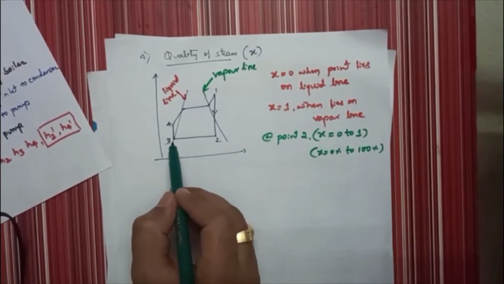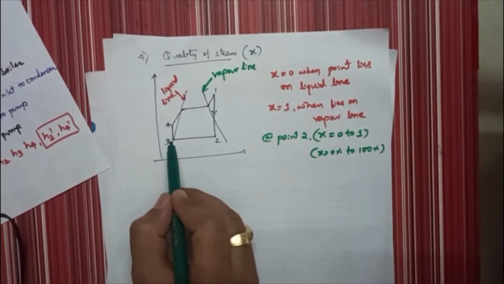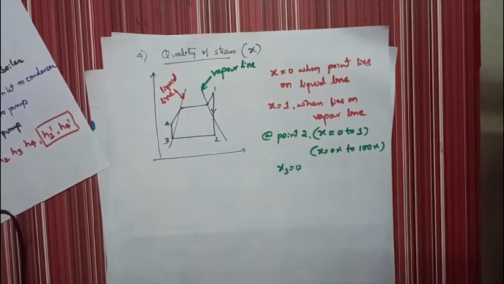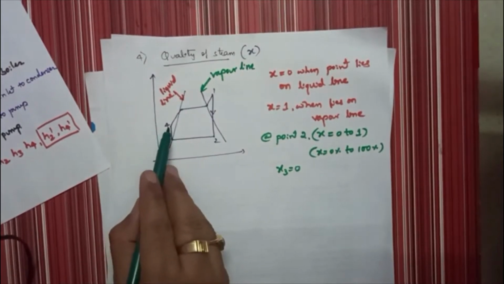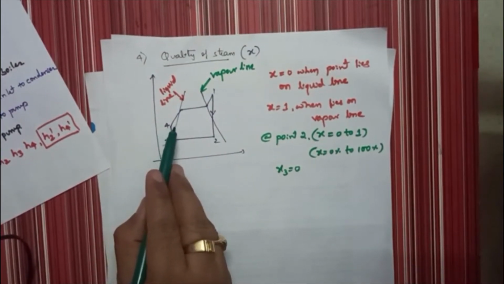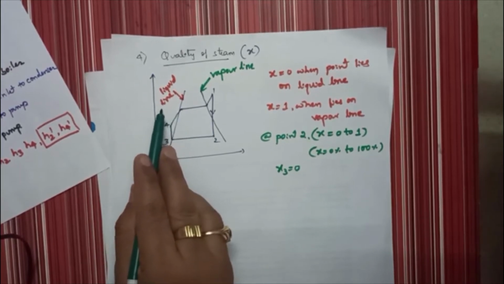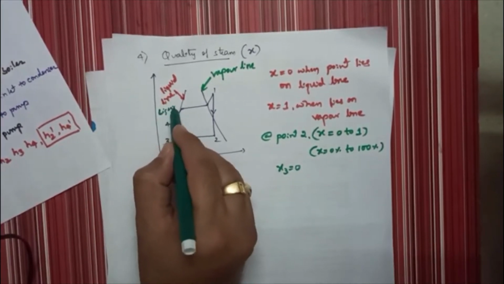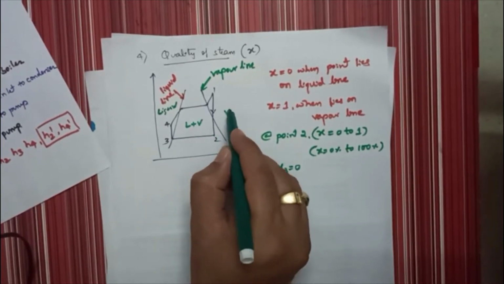Now what is the value of X at point number 3? Point number 3 lies on the liquid line, so X3 is equal to 0 or 0%. Very good. Similarly, point number 4 is not on the liquid line or the vapor line, but it is on the left side of the liquid line. The space on the left side of the liquid line is all liquid space. This is liquid plus vapor. So this is vapor.